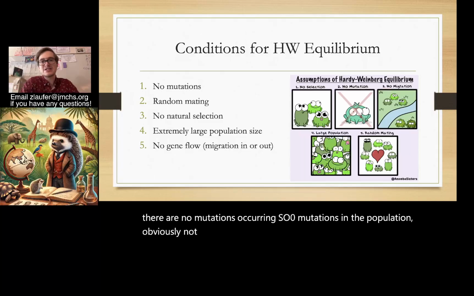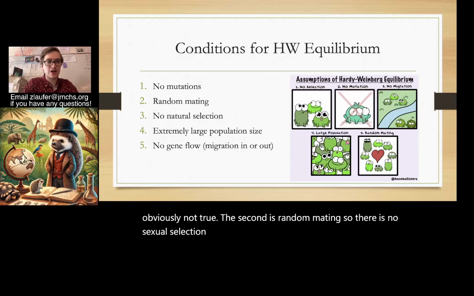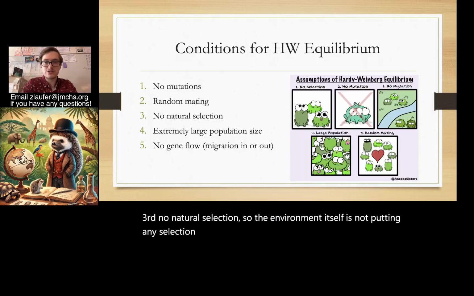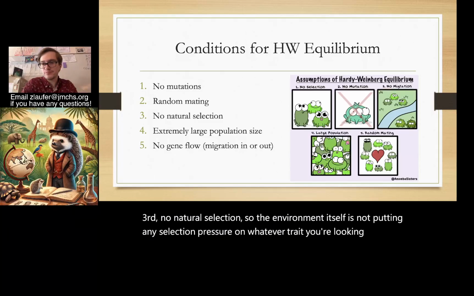The second is random mating, so there's no sexual selection, just males and females randomly pair up. Third, no natural selection, so the environment itself is not putting any selection pressure on whatever trait you're looking at. So the environment isn't, other members of the species aren't.